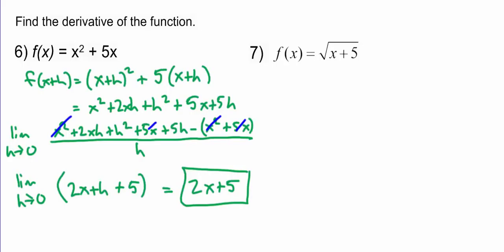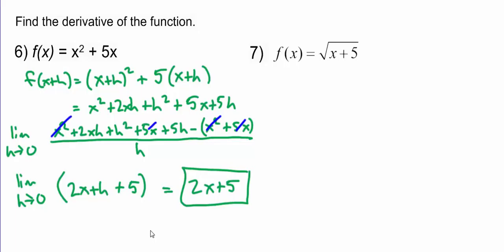Now I hope you paused that video, and if so, welcome back and you can see my work. Essentially I found f of x plus h, and then I did f of x plus h minus f of x, again our difference quotient. And what happened was the x squared term and the 5x terms canceled out. The three that were left, I divided them each by h. I got 2x plus h plus 5. And at that point I was ready to apply the limit of h approaching 0. And that left me with simply 2x plus 5.